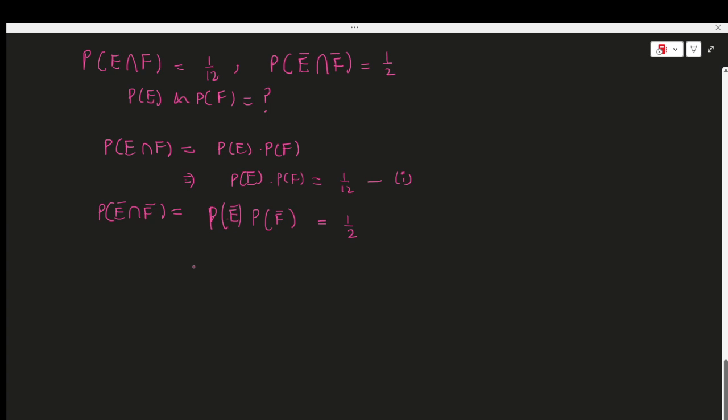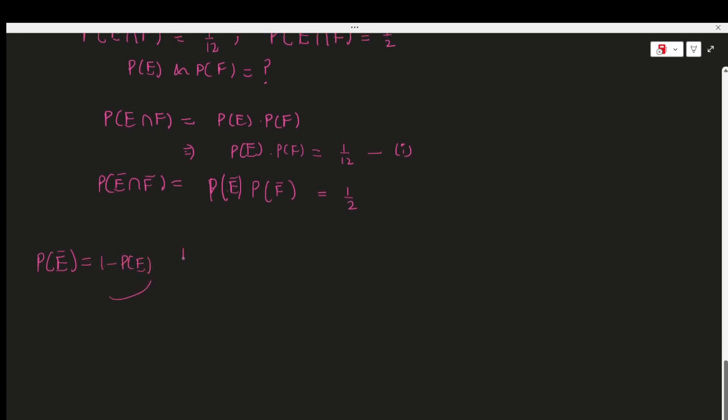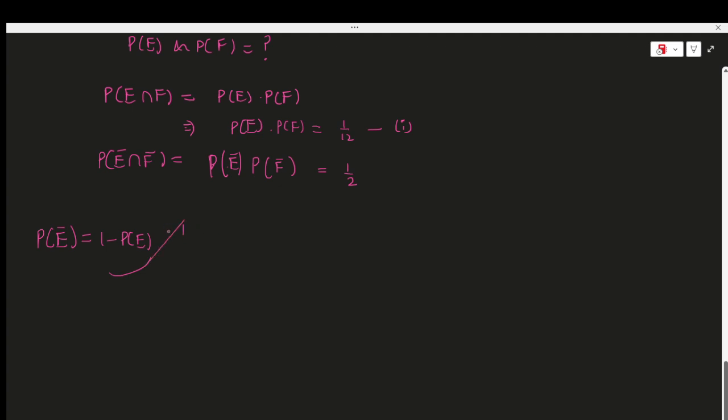So we know that from the fundamental concept of probability that probability of E' will be 1 minus probability of E. So utilizing this, we can write here 1 minus probability of E, 1 minus probability of F is equal to 1 by 2. Now we can just multiply them inside the brackets.